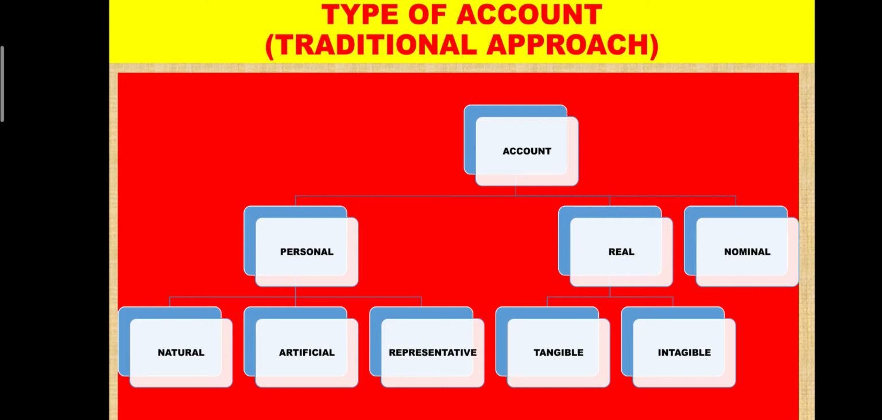Tangible accounts are like building account, plant account, machinery account. Intangible accounts are concerned with patents, trademarks, goodwill, etc. Lastly, nominal accounts. A nominal account is concerned with expenditures and incomes. So in the traditional approach, there are these three types of accounts, and the debit and credit entries are also made on the basis of the account type.